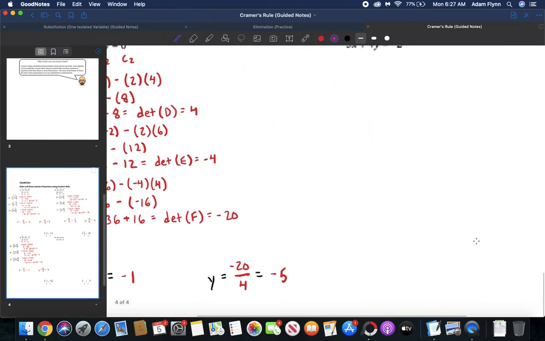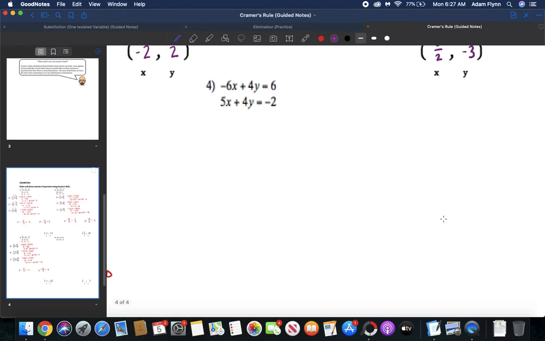Okay, one more example left. Same as usual, we'll start off by identifying our A1, B1, and C1, followed by our A2, B2, and C2. I will create my three matrices. So I'll have my A's in my first column, so -6 and 5. And I'll have my B's in my second column, so 4 and 4.